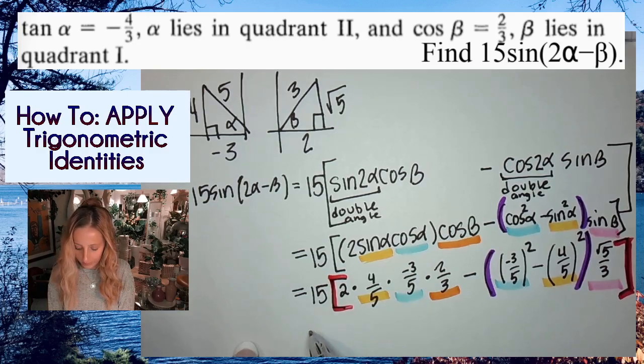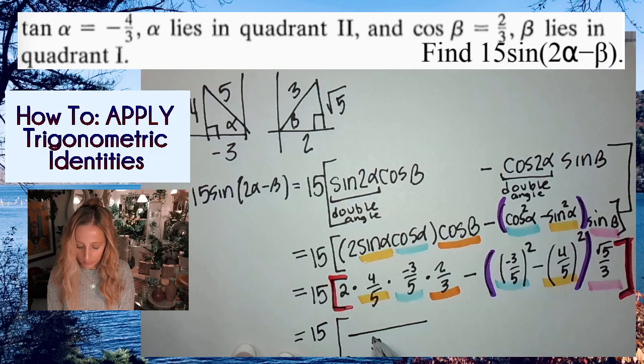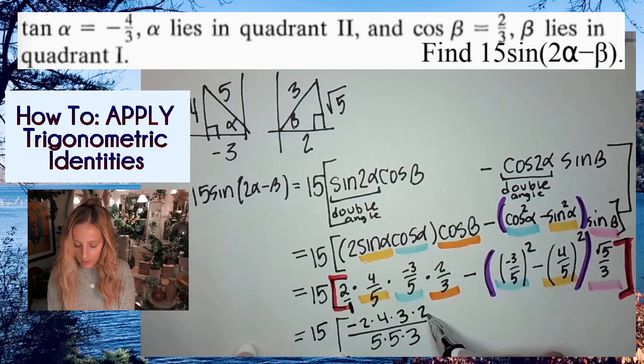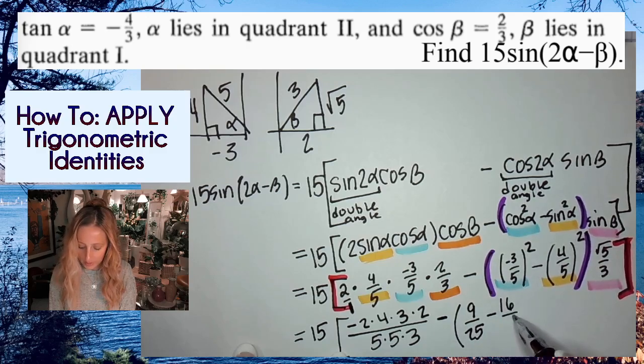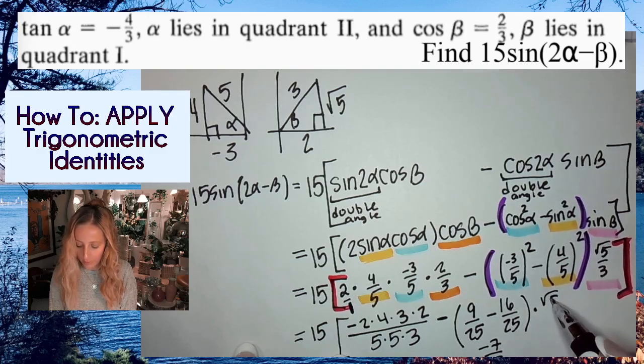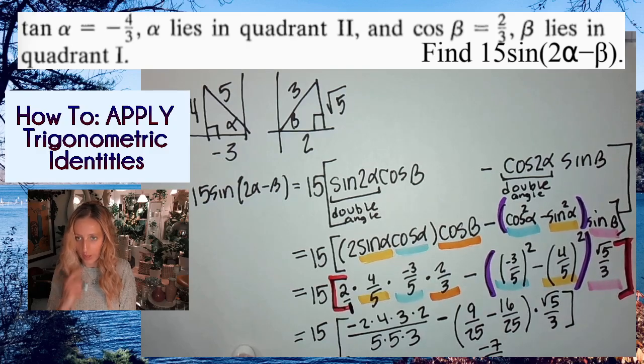So here, less is more. 5 times 5 times 3 is the denominator. This is 2 over 1. If you multiply the top and bottom by 2, don't talk to me ever again. 2 times 4 times 3, pull the negative out front, times 2. Okay. Minus, that's 9 over 25, which is 5 times 5, minus 16 over 25, which is 5 times 5, which is going to give me negative 7 over 25, again, which is 5 times 5, times root 5 over 3, right?